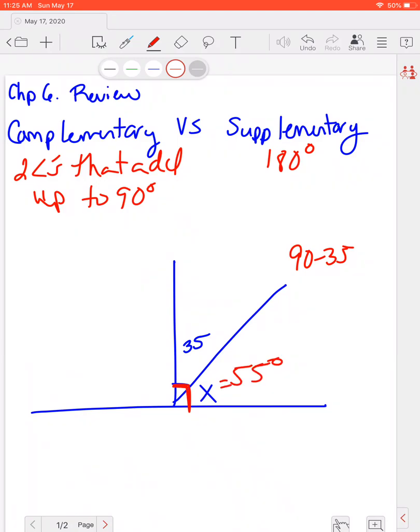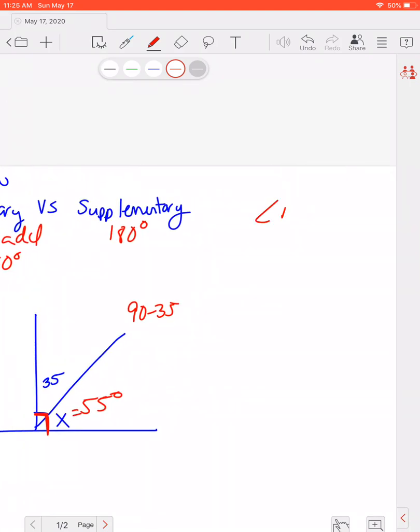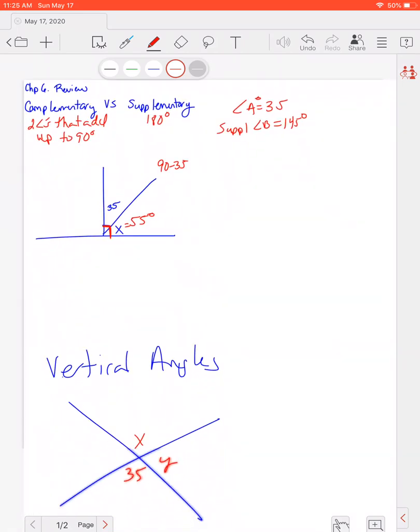Or if I said, what is the supplement to angle A, when angle A is 35 degrees. So the supplement would be angle B, and we would just do 180 minus 35 to get 145. So the supplement to angle A, which is 35, would be 145 degrees. If you want to find the complement, you just subtract from 90. Okay, hopefully that's kind of a spark back.